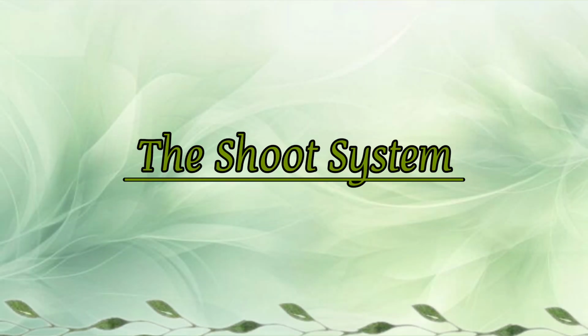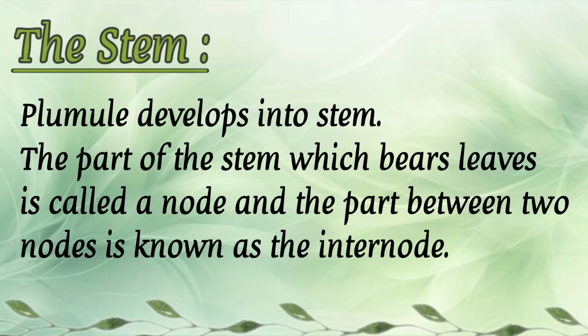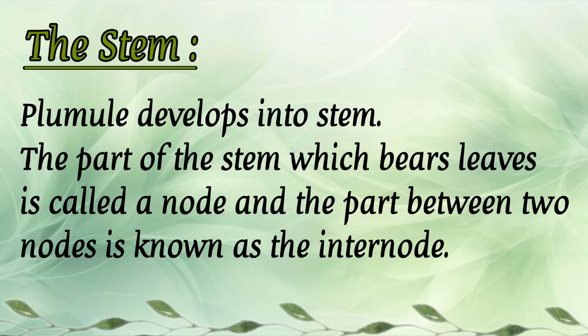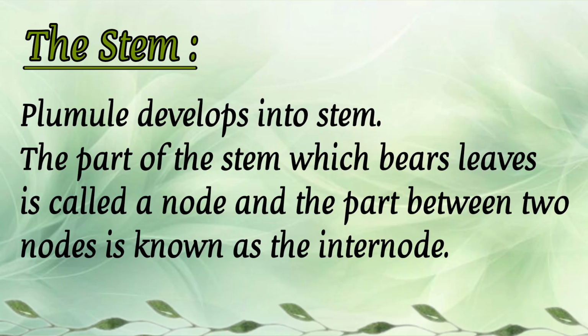Now let us move to the shoot system. It includes the stem, leaves, flowers, fruits and seeds. First we will study the stem. The stem supports the plant and bears branches, leaves, flowers and fruits. The point where leaves arise is called a node. The region between two nodes is called an internode.